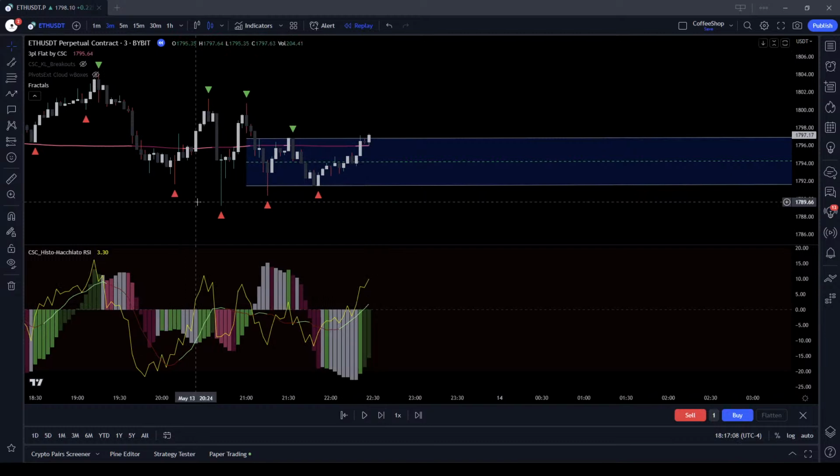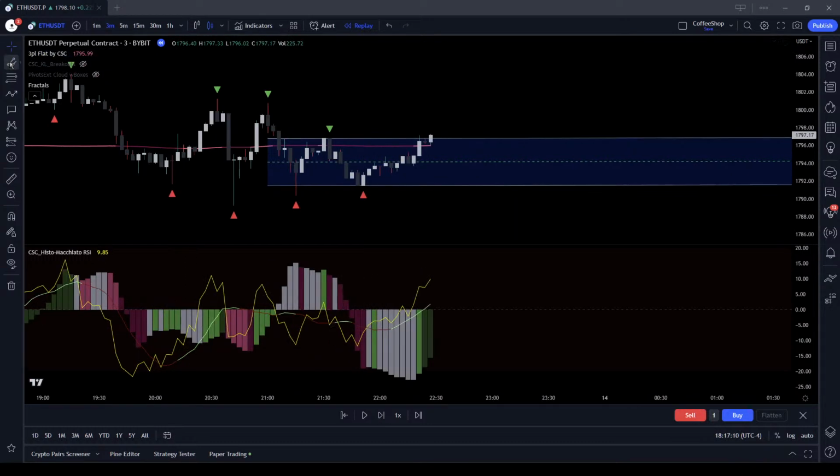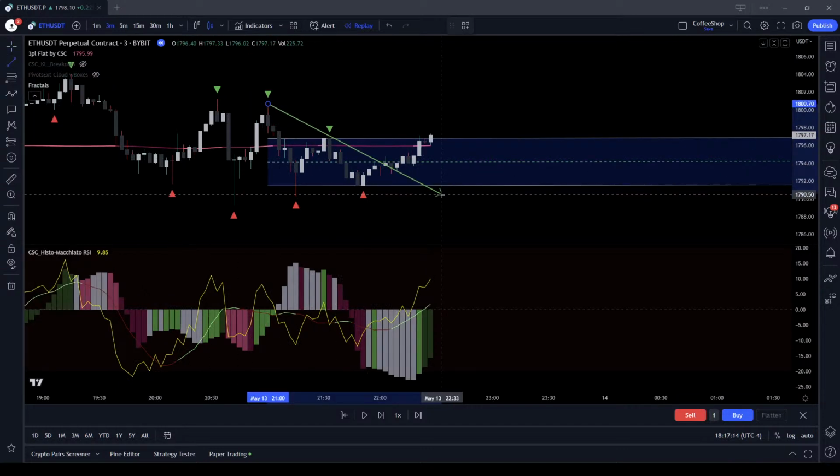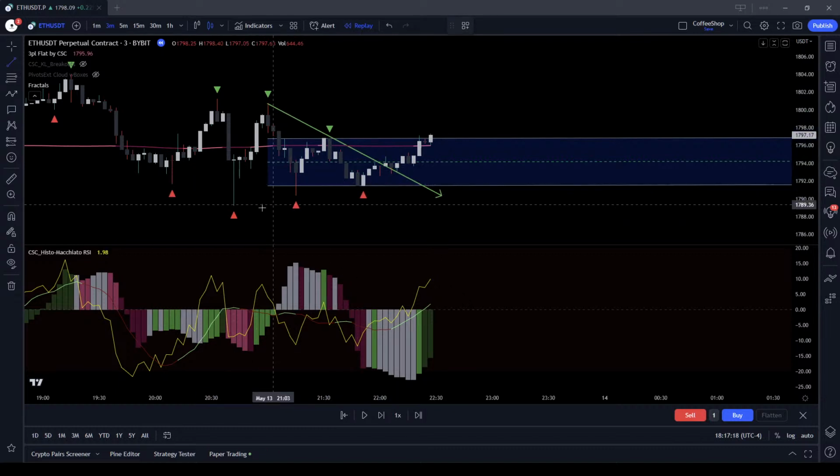Now, the cool thing is here, you could simply do this right here. Trend line, here's a high, just draw a line, right? There's that. And again, here's a low, here's a low, here's a low. Just draw a line right through the lows.